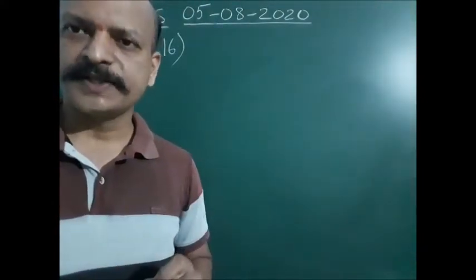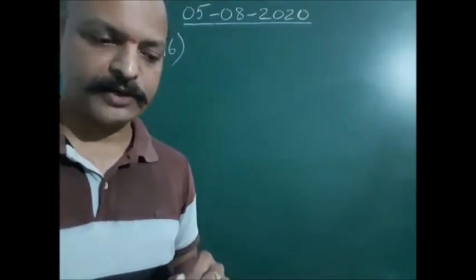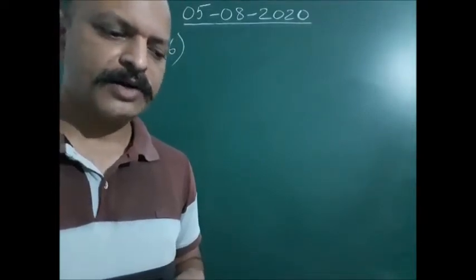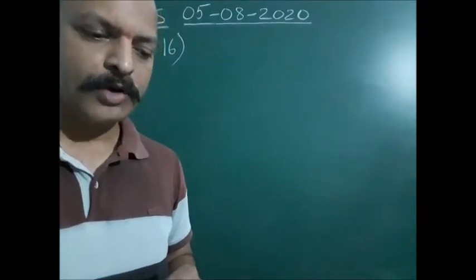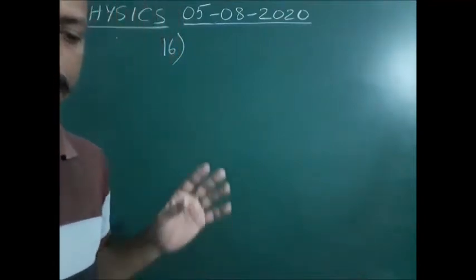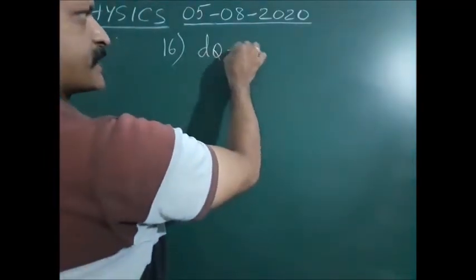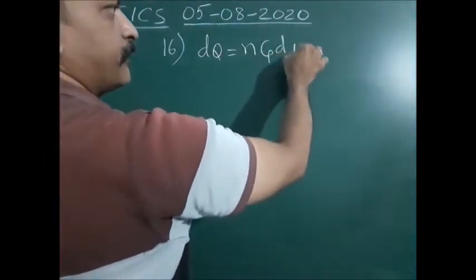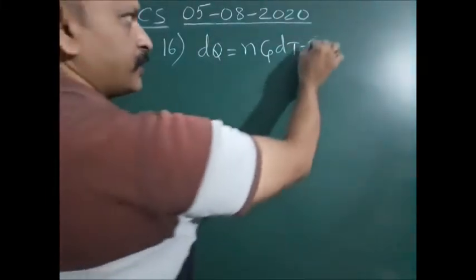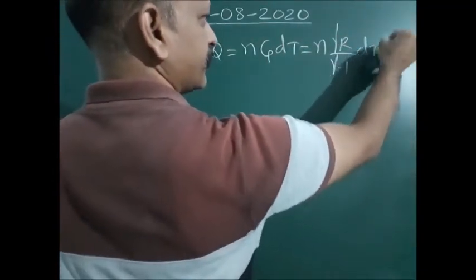Next, let us see question number 16. Heat energy in joule must be supplied to 14 gram of nitrogen at room temperature to raise its temperature by 40 degrees Celsius at constant pressure is. Molecular weight of nitrogen is 28 gram and R is the universal gas constant. So at a constant pressure, heat energy is asked. So heat energy at constant pressure is nCp dT, right? n into Cp, which is gamma R by gamma minus 1, into dT.